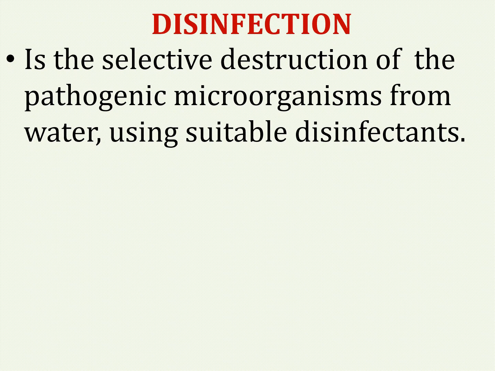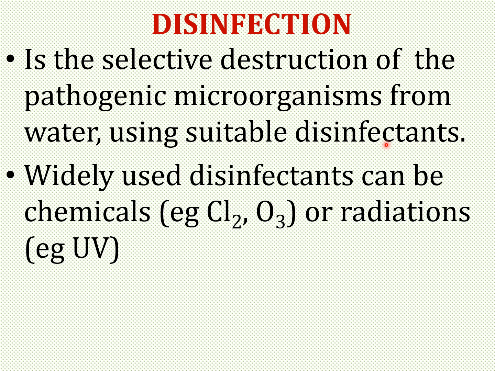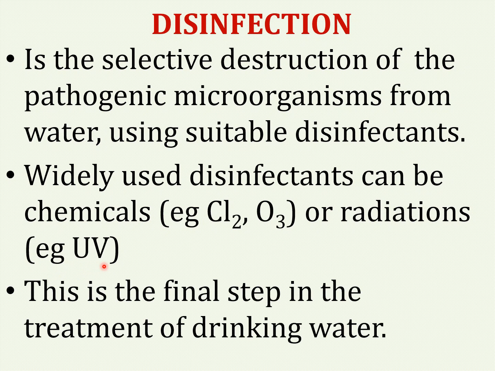What is disinfection? It is the selective destruction of pathogenic microorganisms from water using suitable disinfectants. What are pathogenic microorganisms? Disease-causing microbes like bacteria, etc. What are the disinfectants? Widely used disinfectants are chemicals like chlorine or ozone, and also radiations like UV. This is considered the final step in the treatment of drinking water.